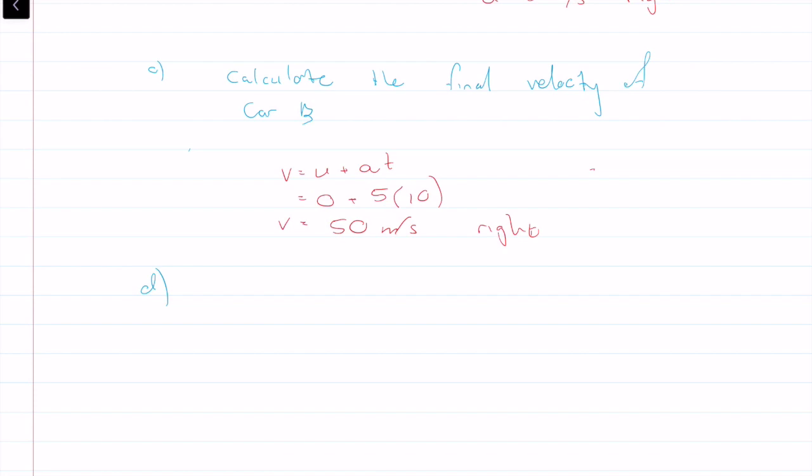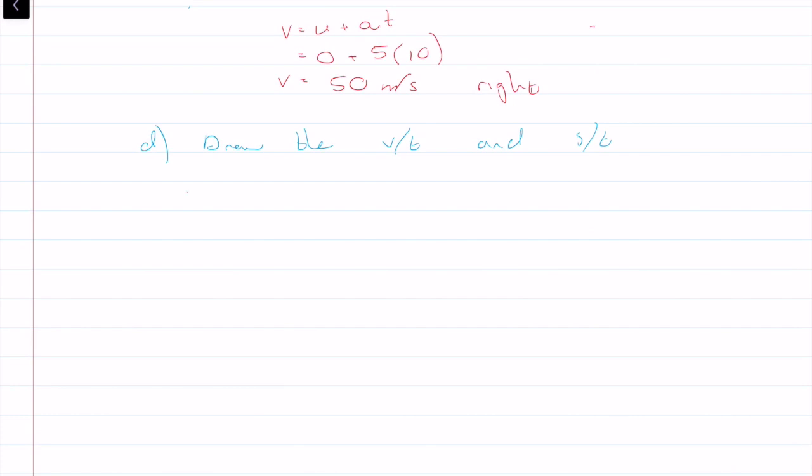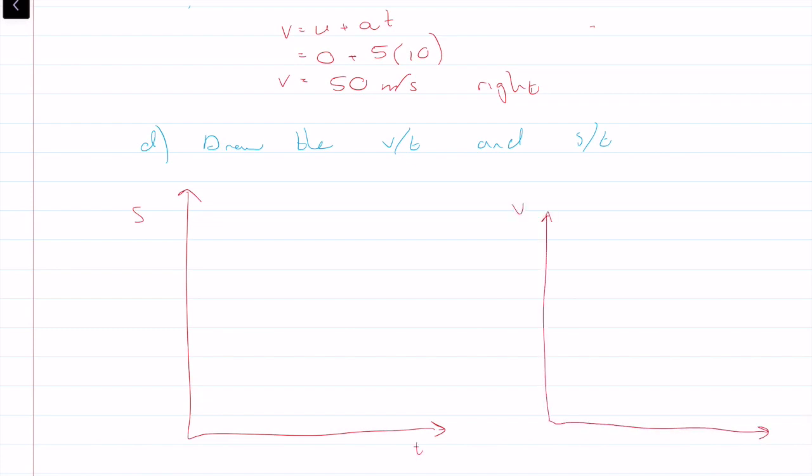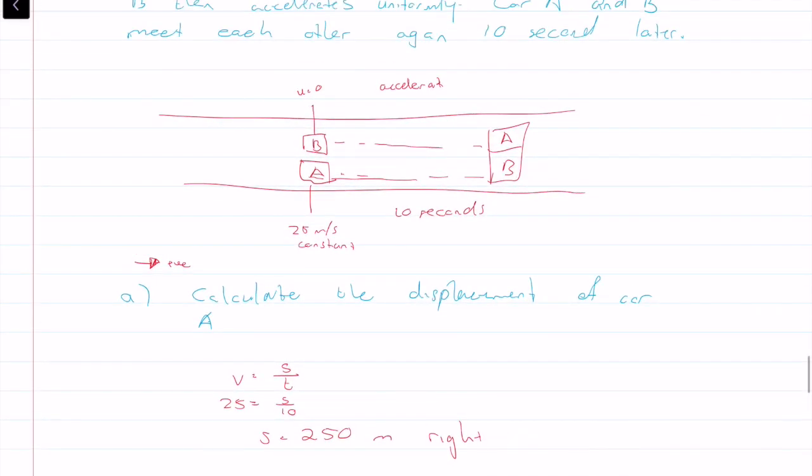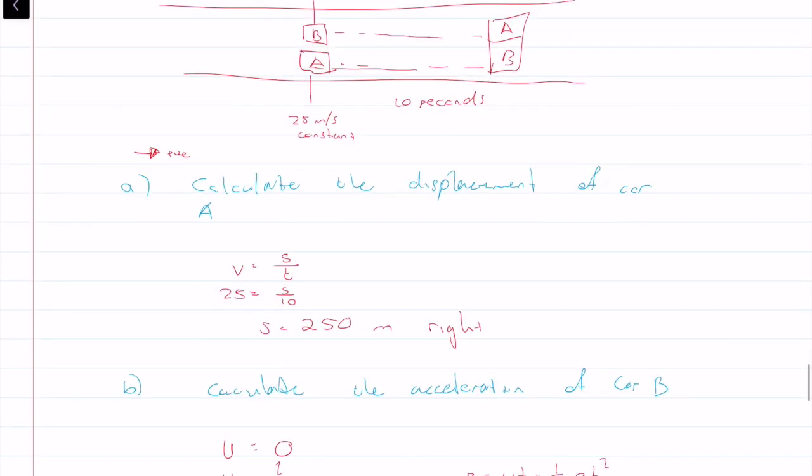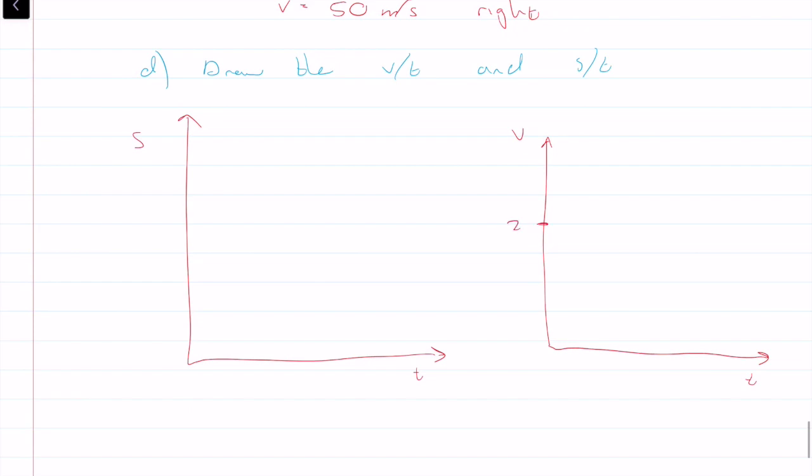And lastly, question D is draw the velocity time graph and the displacement time graph. Let us start off with our set of axes. We have displacement time and velocity time. We have two cars A and B. Let's do the graphs in red. Let's start off with my velocity time graph. One of the cars is traveling at a constant velocity of 25 meters per second.